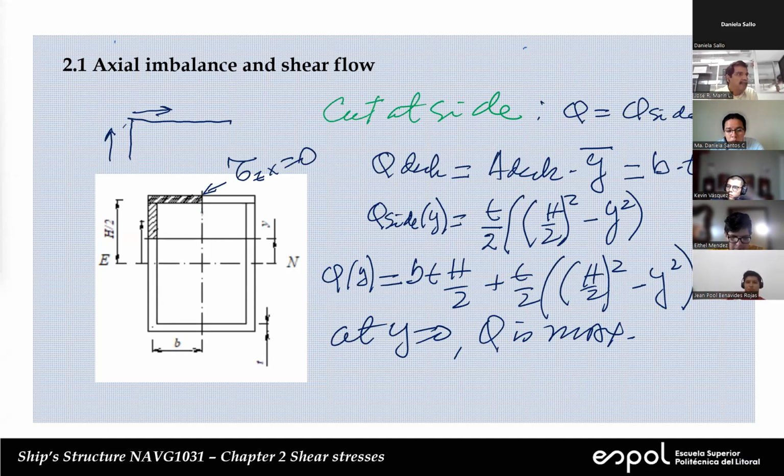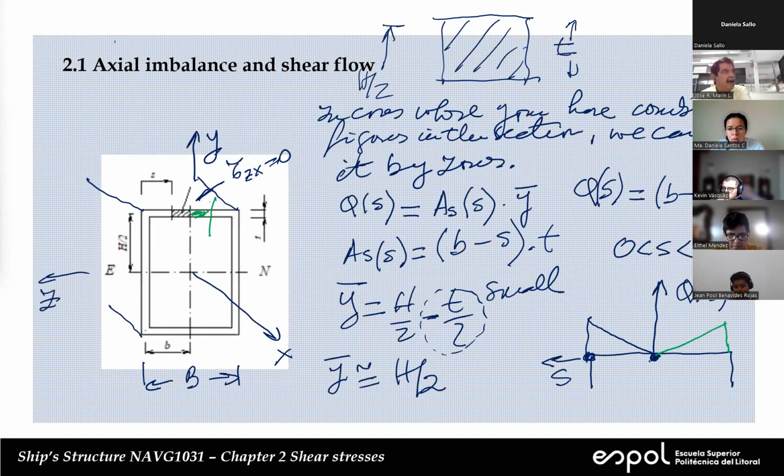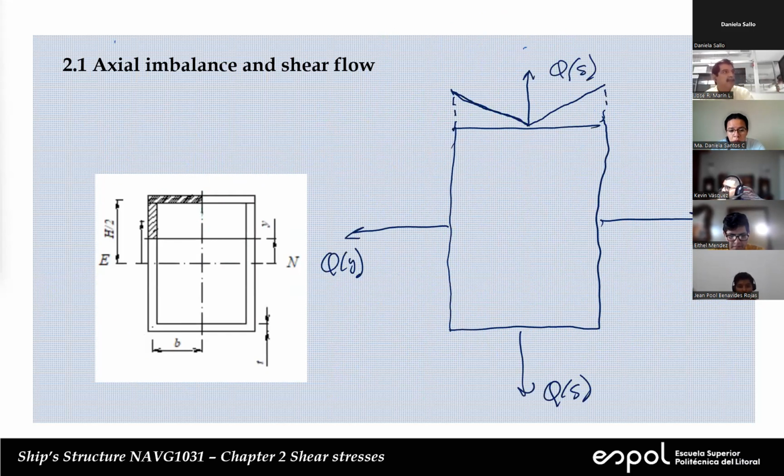The value is going to be H over 2. So if this is H over 2, the second term is going to be 0. And this is the value when we evaluated, let me go back, when we evaluated here, because in this point, S is equal to 0. So in this point here, the expression will give us BTH over 2. So this value here is going to be BTH over 2.